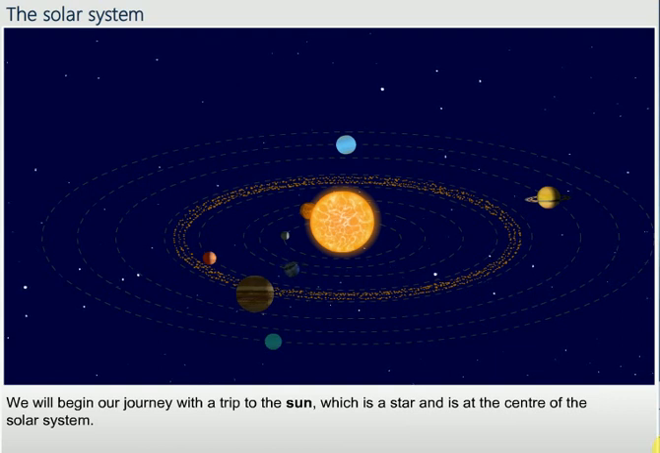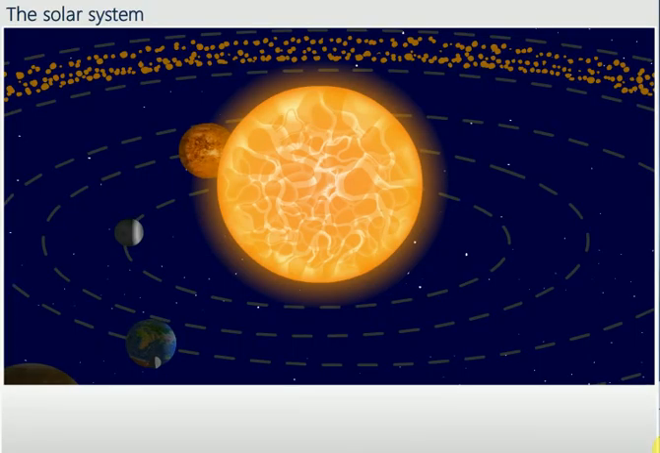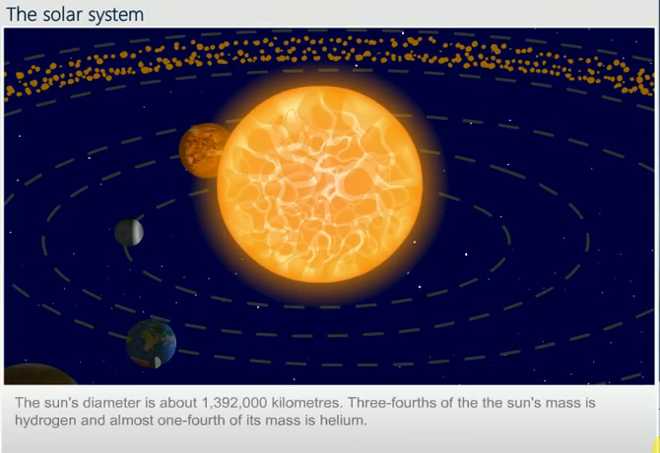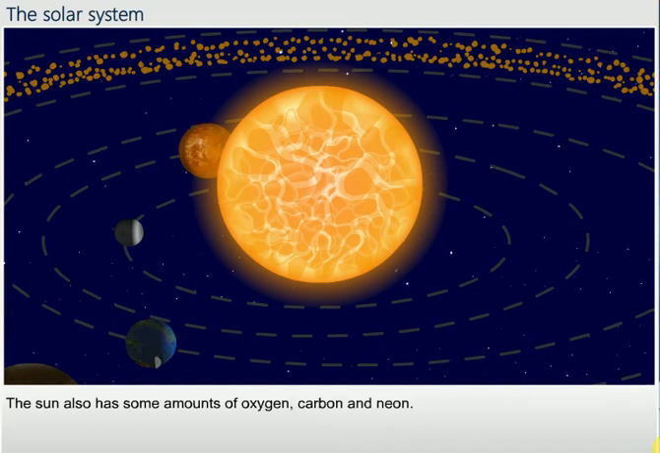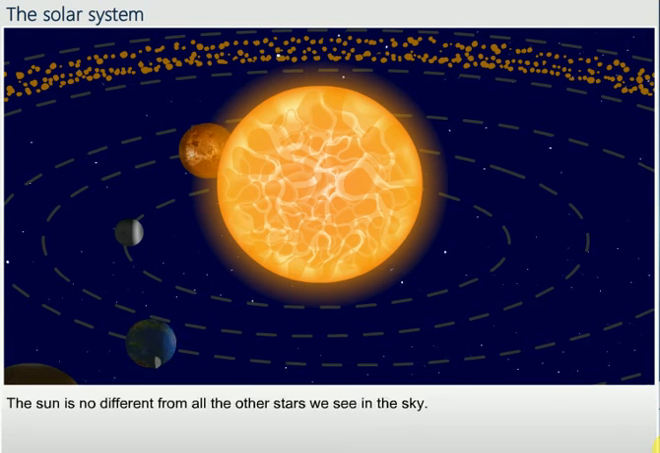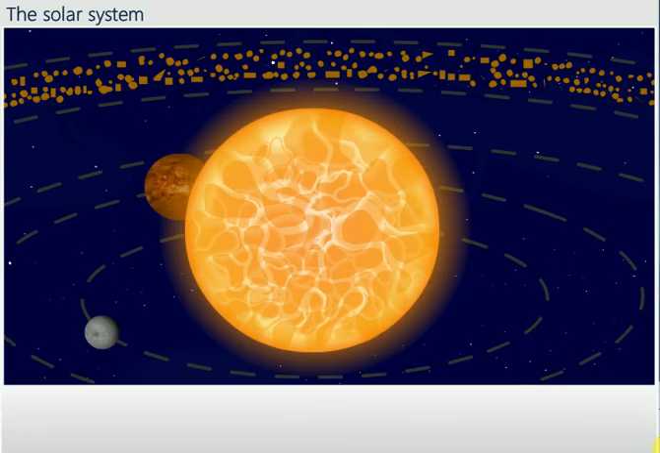The Sun's diameter is about 1,392,000 kilometers. 3/4 of the Sun's mass is hydrogen and almost 1/4 of its mass is helium. The Sun also has some amounts of oxygen, carbon and neon. The Sun is no different from all the other stars we see in the sky. Like the other stars, the Sun is a ball of burning gases and produces its own light and heat.